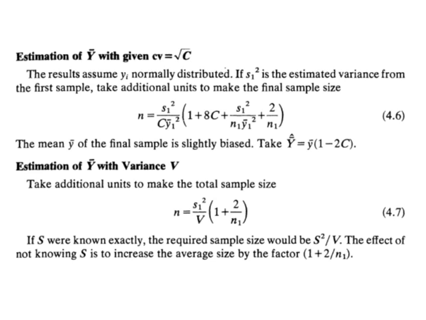Estimation of y bar with variance v: take additional units to make the total sample size n equal to s1 squared over v times (1 plus 2 over n1). If s were known exactly, the required sample size would be s squared over v. The effect of not knowing s is to increase the average size by the factor 1 plus 2 over n1. This part was for the sampling technique.